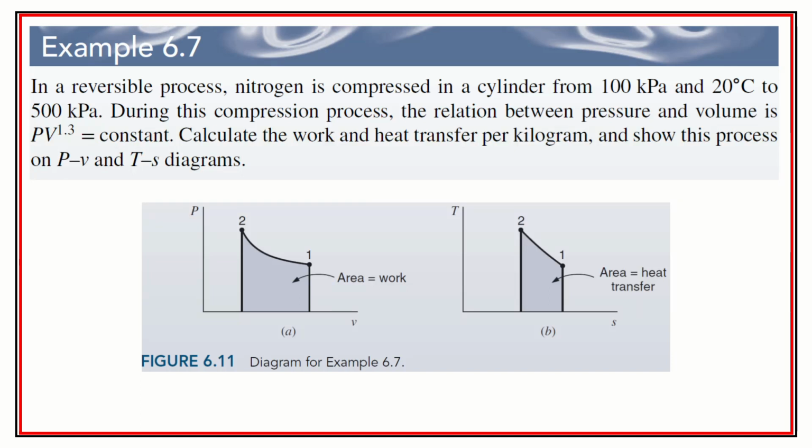Here's Borgnakke's example 6.7. In a reversible process, nitrogen is compressed in a cylinder from 100 kilopascals and 20 degrees Celsius to 500 kilopascals. During the compression process, the relation between the pressure and the volume is PV raised to the 1.3 equals a constant. Therefore, this is polytropic and the n exponent is equal to 1.3. Calculate the work and heat transfer per kilogram and show this on a PV and TS diagram.